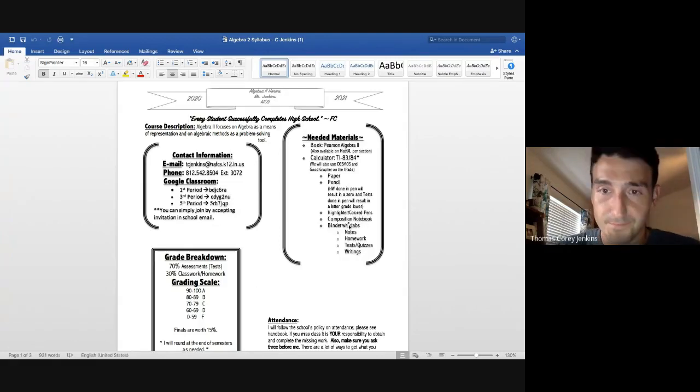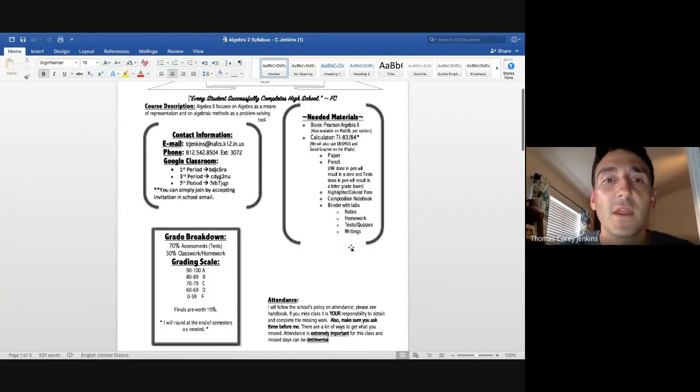It's fine with me. The binder with tabs, I'm not really going to be a stickler on that this year. It's in the syllabus, mostly because I forgot to take it out. So you can get by without it this year. I would say at least you should probably have a folder so that you can keep the notes for a given chapter.